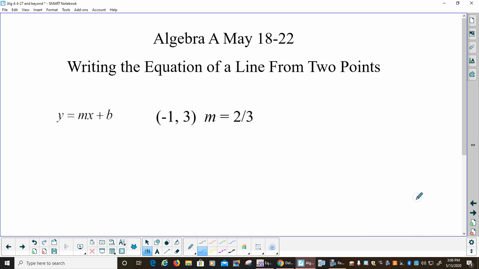Hello everyone. We're on the downhill slide. Last couple assignments to go. So woohoo! Getting near the end. All right, here we go.